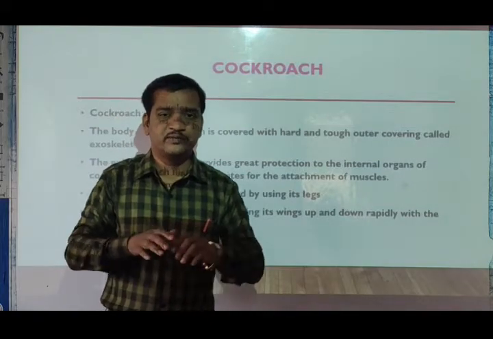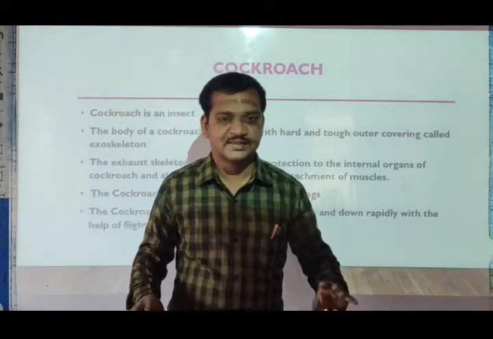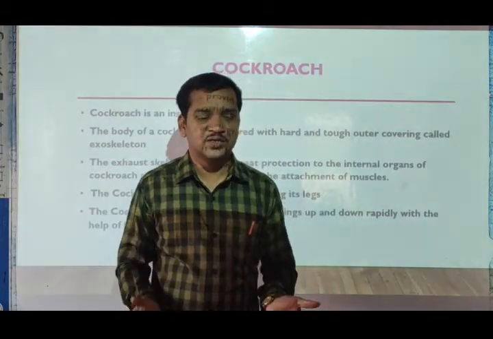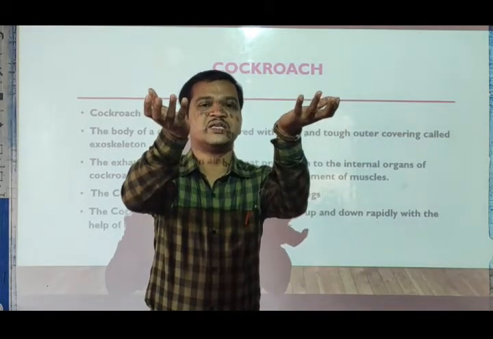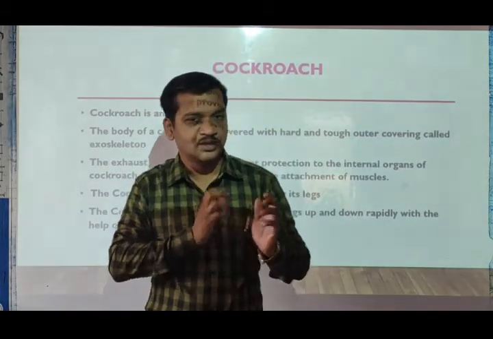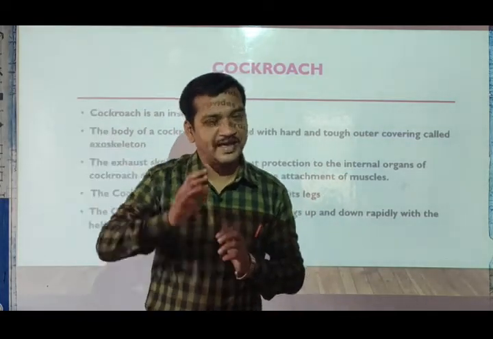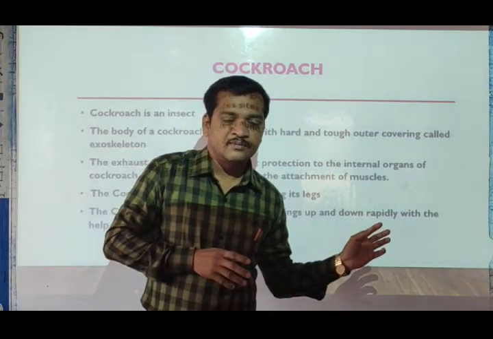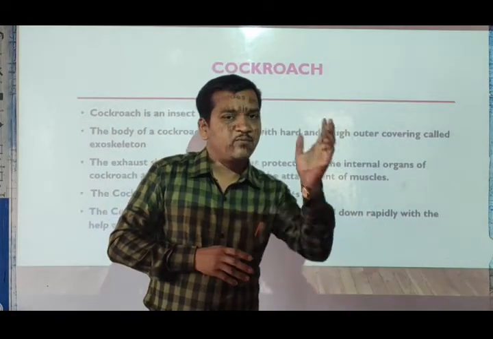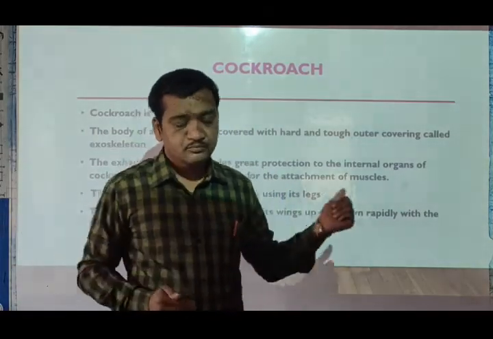So when the wings push the air downwards, at the same time the air lifts the cockroach upward with equal force. So in this way the cockroach flies in air with the help of wings and moves on the ground with the help of legs.